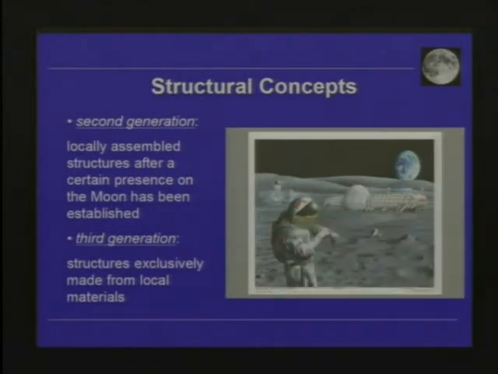Second generation would be once we're there and we start knowing how to use the local materials, then our structures will be partly brought from Earth and partly made on the moon. And third generation would be structures exclusively made from local materials. And I think one of those panels later on today talks about in situ. And clearly, in order to survive on the moon, one has to be able to live almost totally from what we can use on the moon.